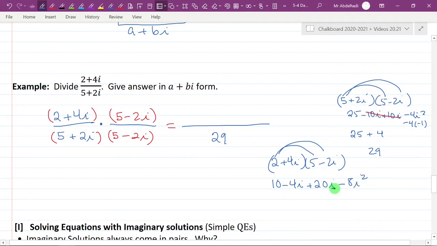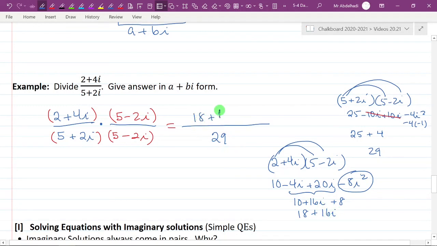So let's see what we can do. We can combine these two here. This becomes 16i. This is going to become negative 8 times negative 1, which is positive 8. And that's a 10 right there. You can add the 10 and the 8 together. You get 18 plus 16i. And that's what's going to go over here.